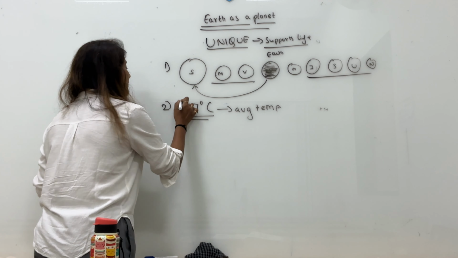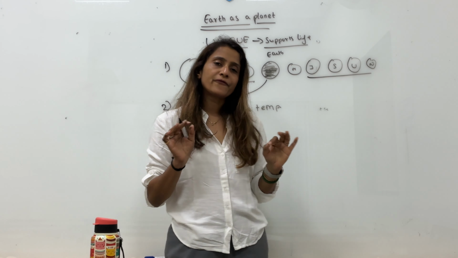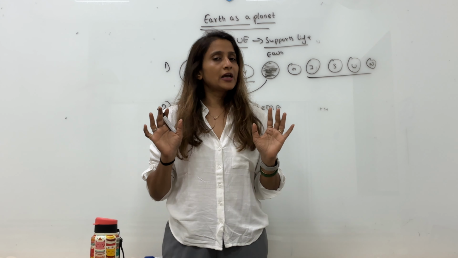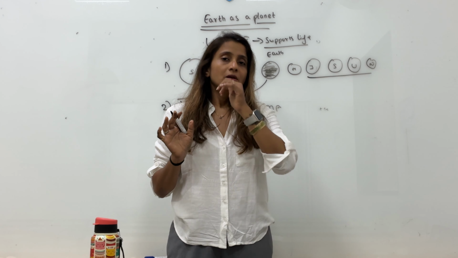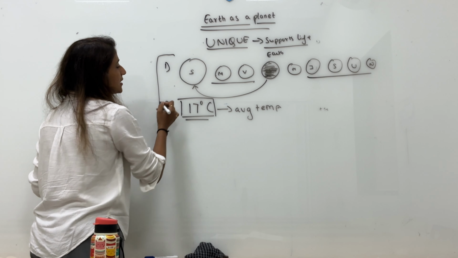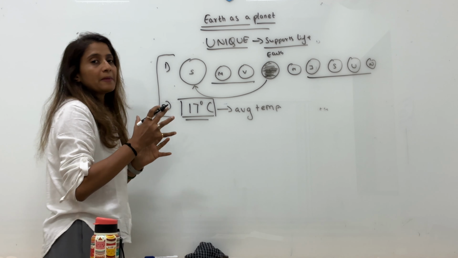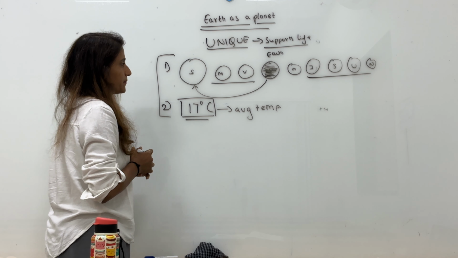But our Earth's average temperature is 17 degrees Celsius, which is just a perfect temperature for life to exist. So our Earth's distance gives us the perfect temperature. The right distance gives us optimum temperature for life to exist.